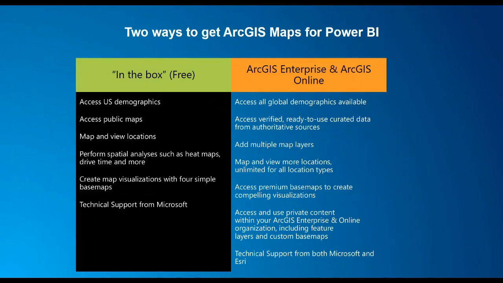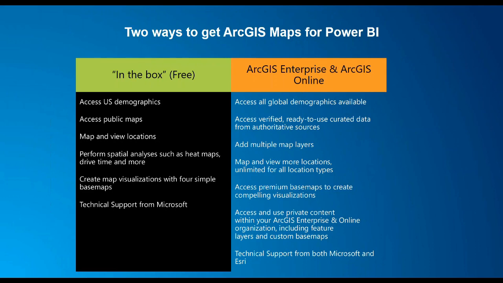So we've been talking about the different sort of licensing that you can get, the different ways to get ArcGIS maps for Power BI. So it's in the box. It's available for anyone who has Power BI. You have access to lots of different features within there. Most importantly, you can put your data on a map. You can get the US demographics, any publicly shared maps in ArcGIS Online. You can see those locations. You can geocode it. You can change your data to things like heat maps. You can use drive times. You can enrich those variables. You can see different base maps, and you will get some technical support from Microsoft.